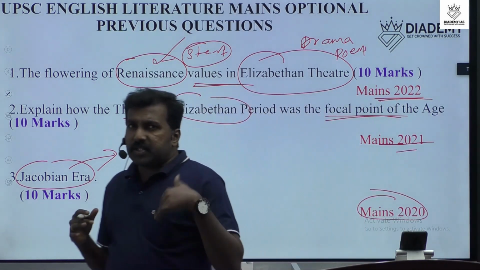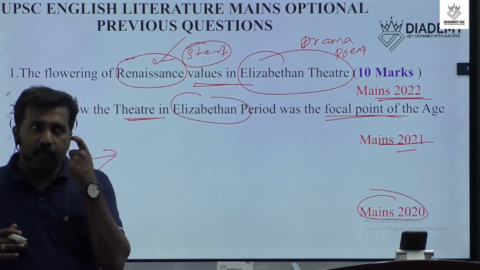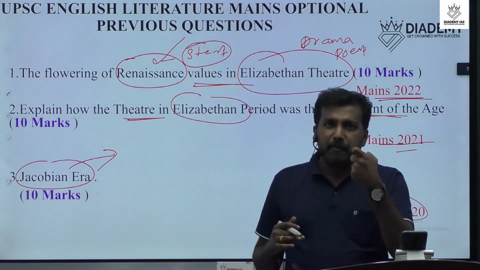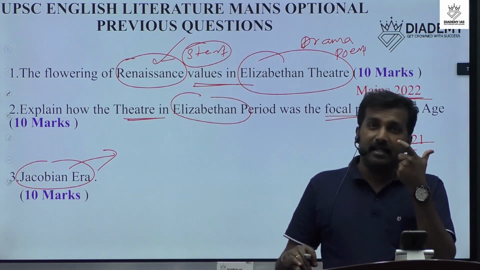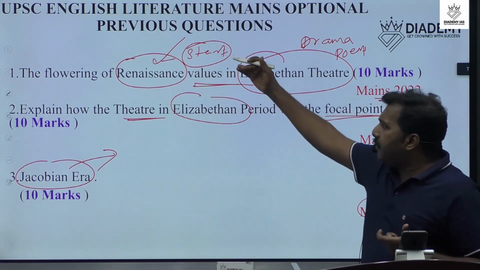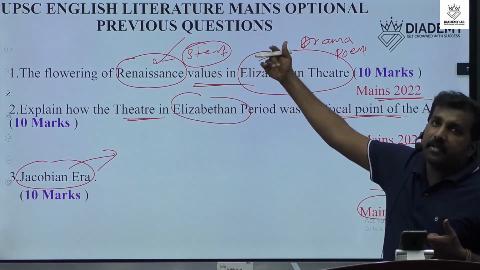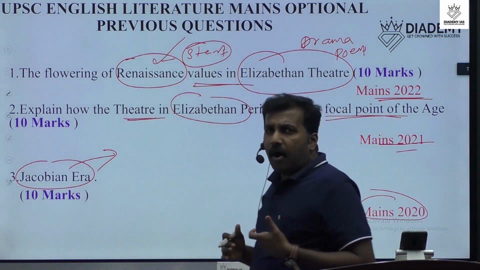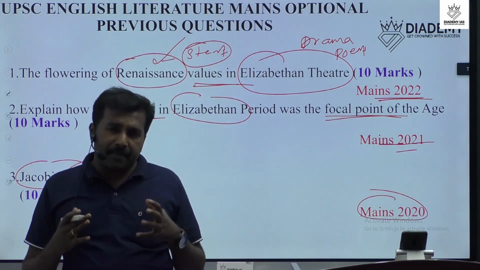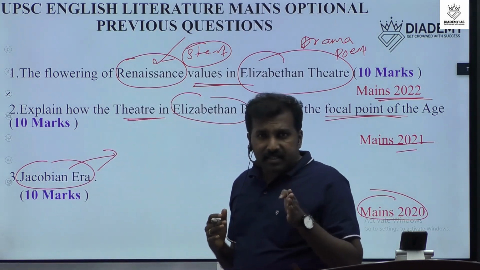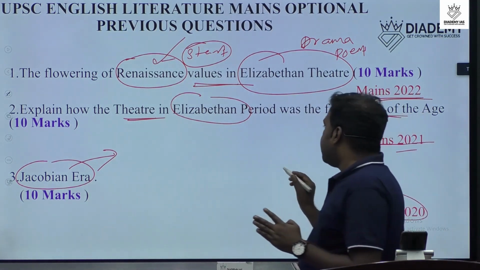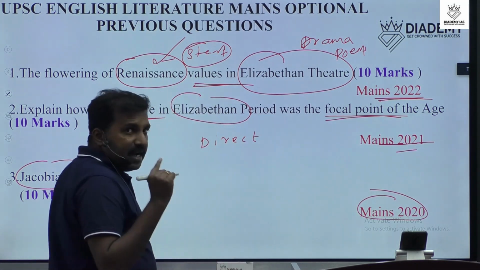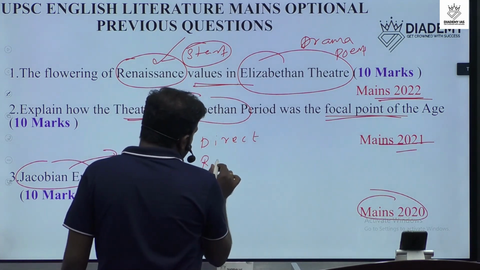So through these questions, we can easily understand what UPSC demands and what type of preparation is required to answer English literature questions. In our orientation session, I explained that all the literature optional paper questions will be direct, and I said restricted.